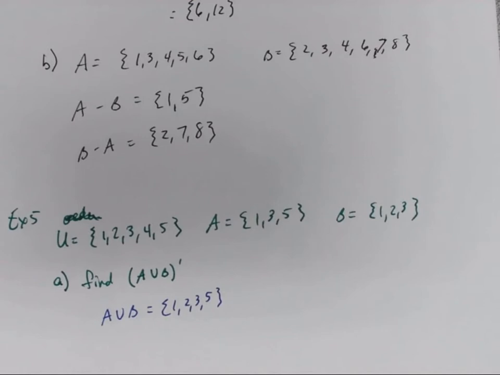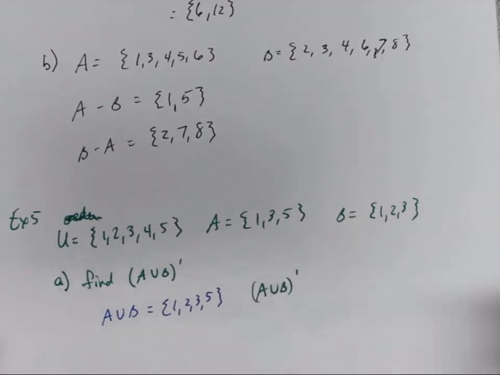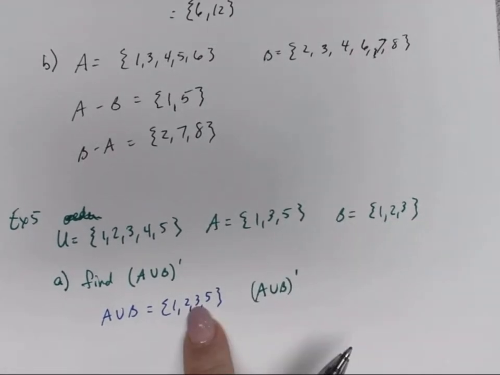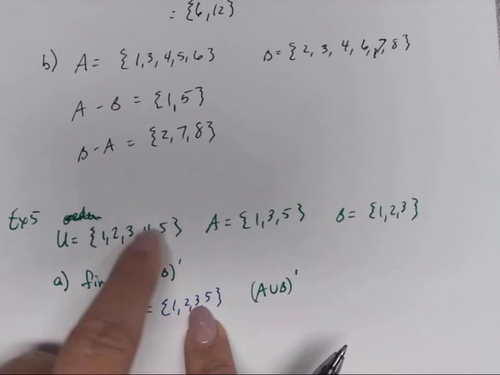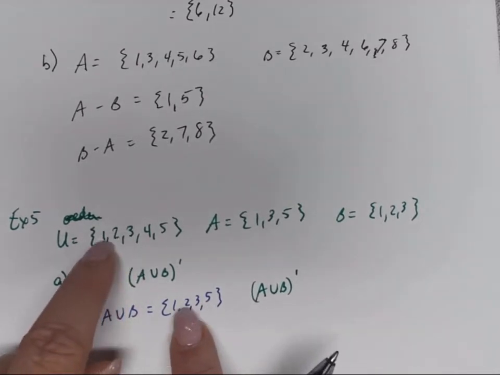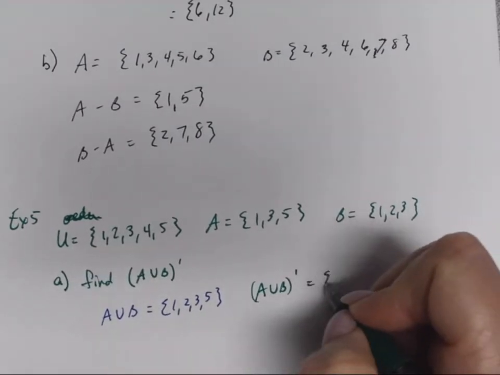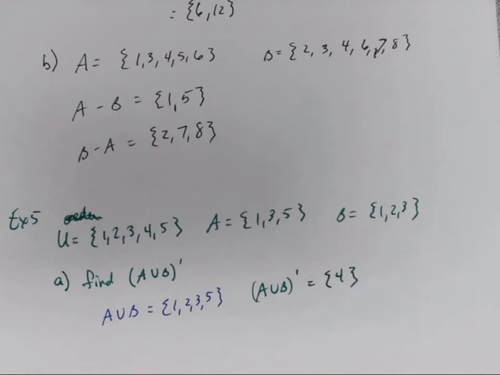So now I can take that to find my A union B complement. So I have to take the complement of it. So what's in the universal set that is not in this? Well, I have 1, 2, 3. I don't have a 4. So 4 is going to be your A union B complement.